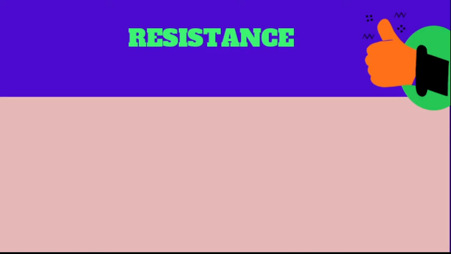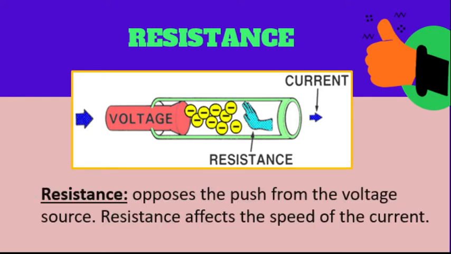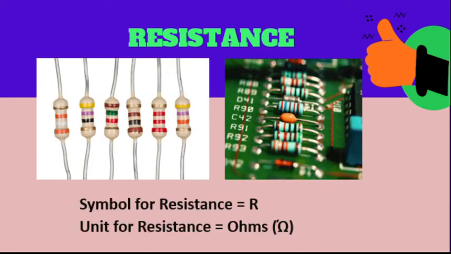When electric charges flow through the wires and loads of a circuit, they encounter resistance, or the hindrance to their movement. So, another factor that affects the flow of charges or current is resistance. Resistance opposes the push from the voltage source. Resistance affects the speed of the current. The symbol for resistance is capital R and the unit for resistance is ohms.